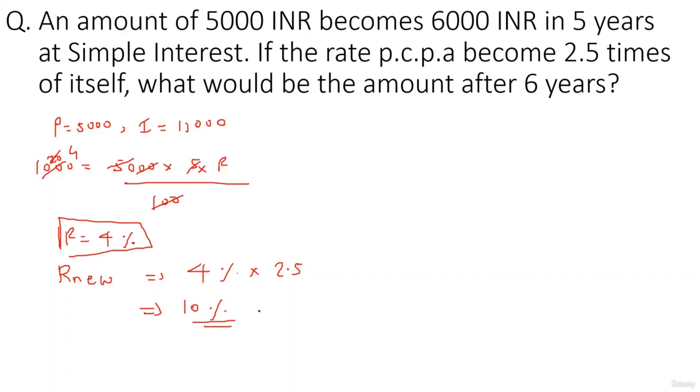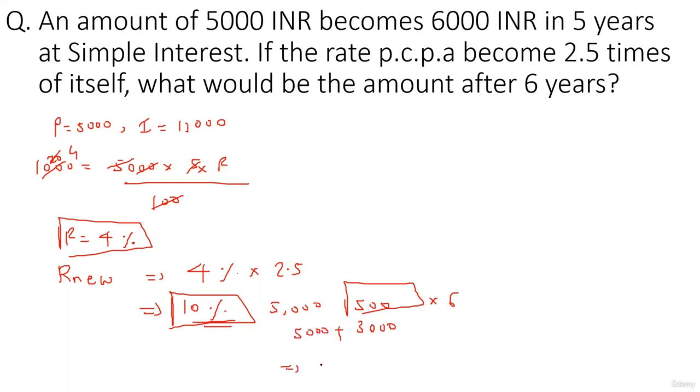Now they're telling us that if 10% is our new interest rate, what is the amount after 6 years? If 10% is our new interest rate, and we invested 5,000 at 10%, I'll be getting 500 rupees every year. So how much interest will we get in 6 years? 500 multiplied by 6, which is 3,000. So the amount after 6 years will be 5,000, which was our investment, plus 3,000. The answer is 8,000. Okay, it's like that.